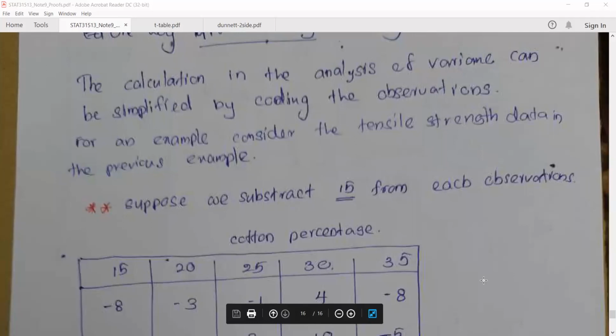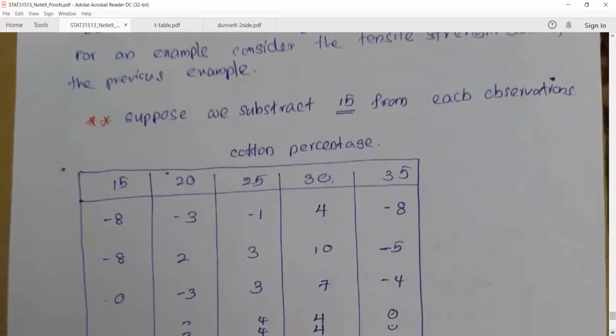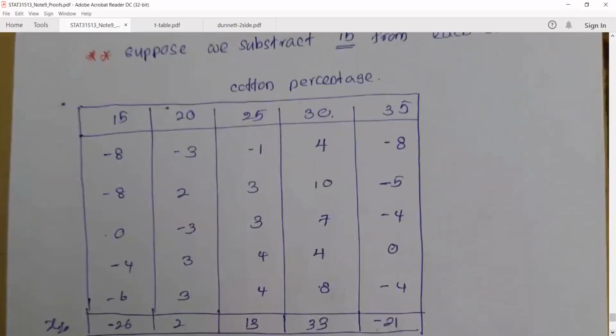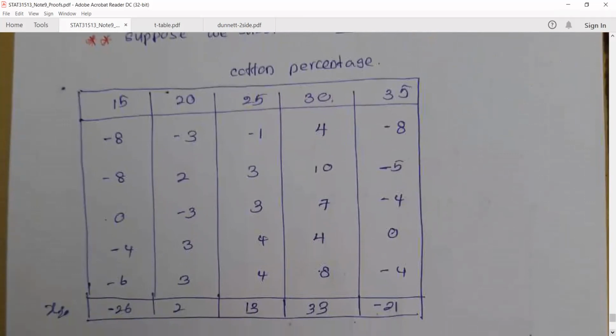So when you're doing the calculations for these completely randomized designs, if you can remember the cotton percentage example that we discussed earlier, and also the fertilizer example, when you want to construct the Anova table, you have to use those formulas and do all the calculations. But in that case, if you want, you can code all the data and do your calculation.